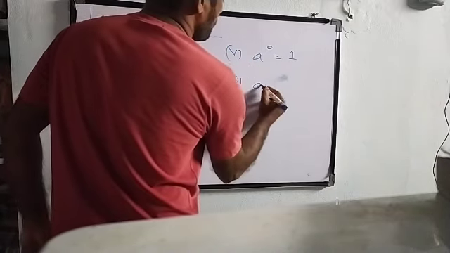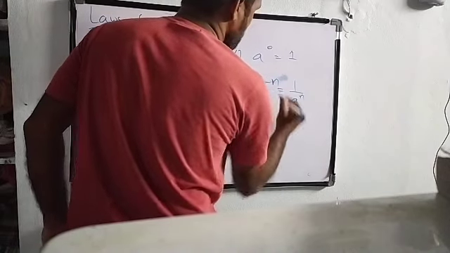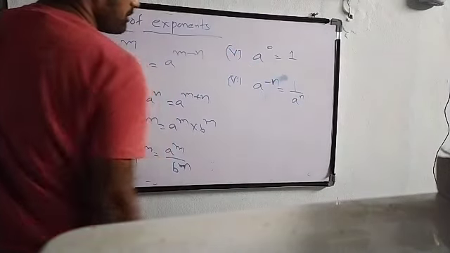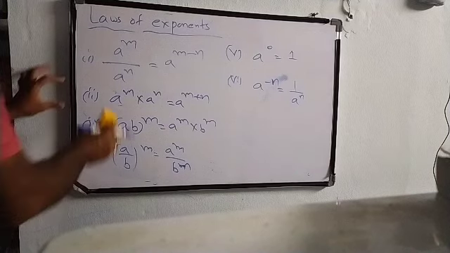The sixth one will be a to the power of minus n is 1 by a to the power of n. So these are the various laws which we will be applying in the further questions. Now let us see the questions.